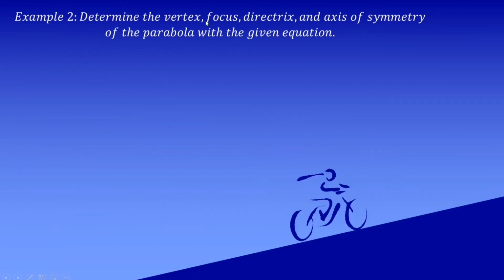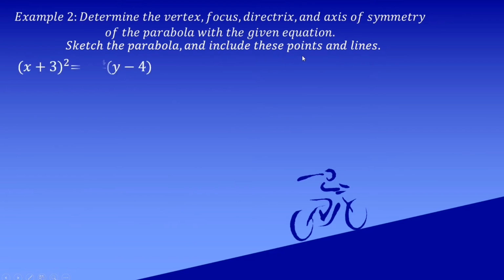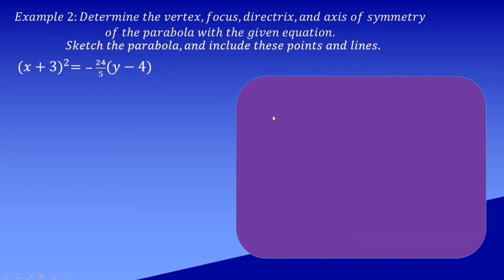Example number 2: determine the vertex, focus, directrix, and axis of symmetry of the parabola with the given equation, and sketch the parabola, including these points and lines. Okay, this is our equation. Let's start with the vertex. The vertex coordinate is (h, k). From this positive 3, we make it negative times negative. So that would be our h, negative 3, and our k from the y part is 4.